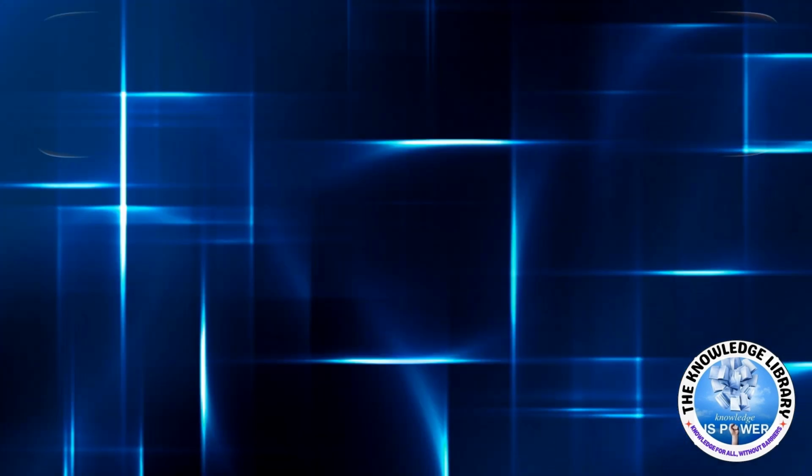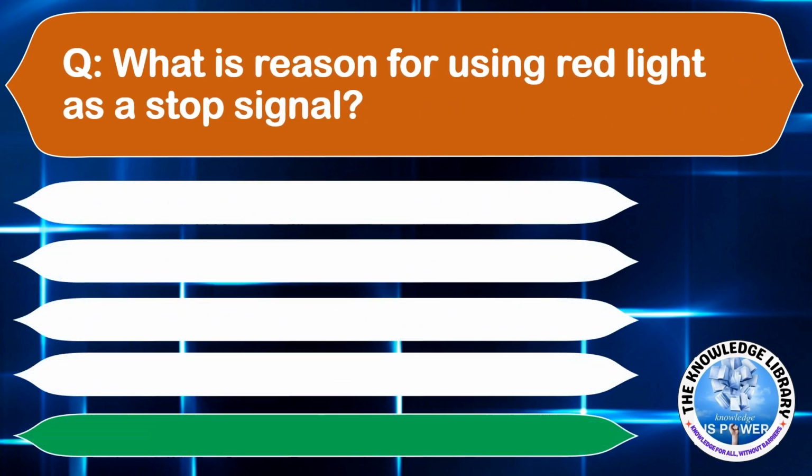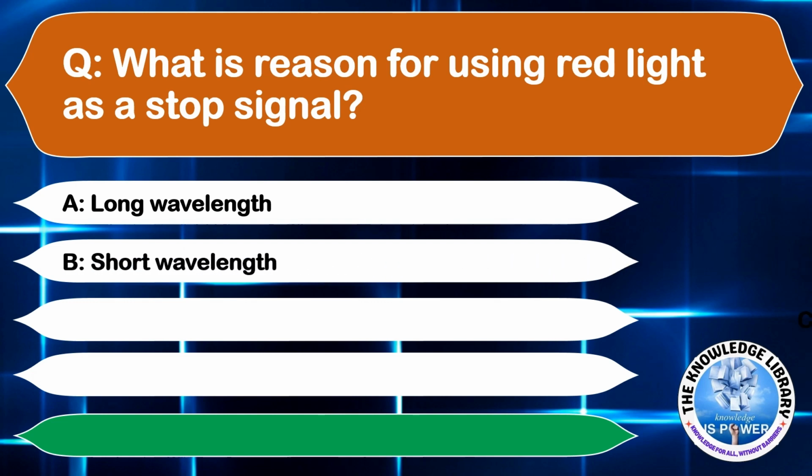The next question is, what is the reason for using red light as a stop signal? A. Long wavelength. B. Short wavelength. C. Chromogenic effect. Or D. Infrared. The correct answer is option A, long wavelength.